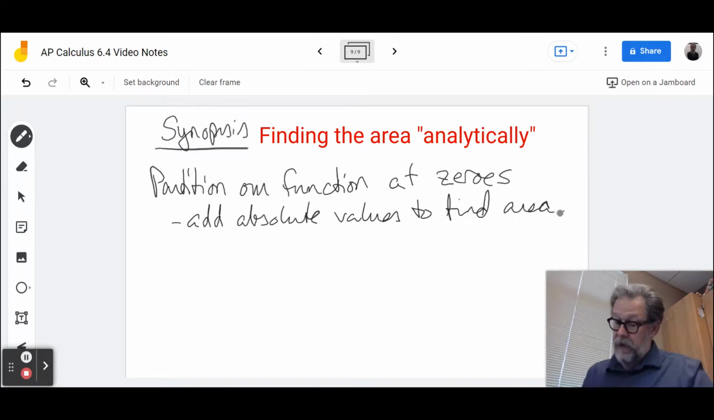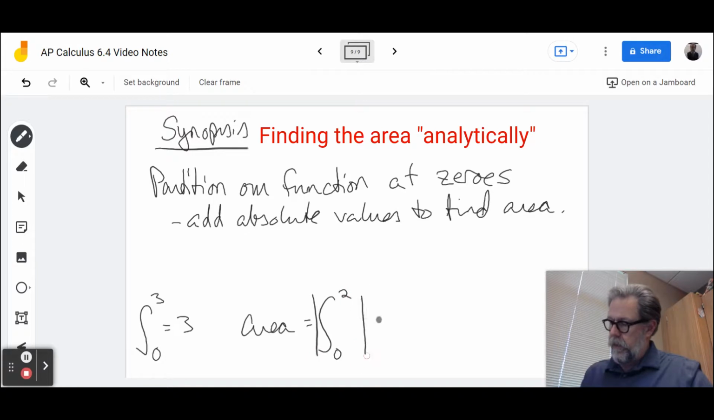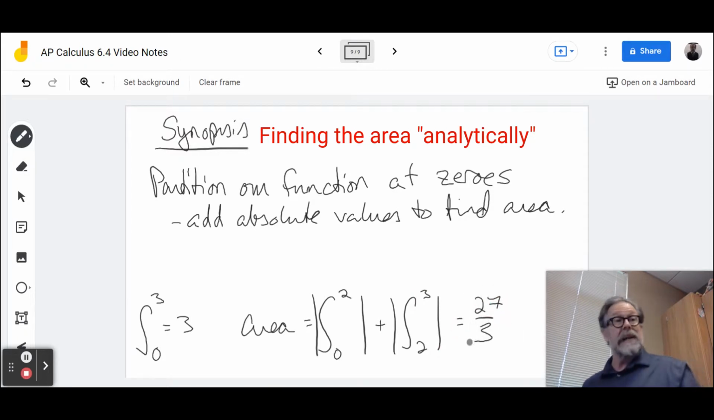Now, keep in mind that if somebody says, hey, what's the integral from 0 to 3? Well, it's 3. But if somebody says, what's the area? Then, of course, we have to split it up and we get a completely different answer.